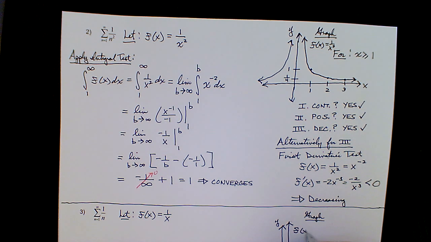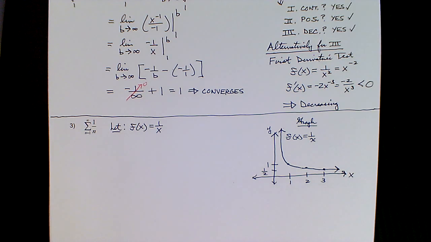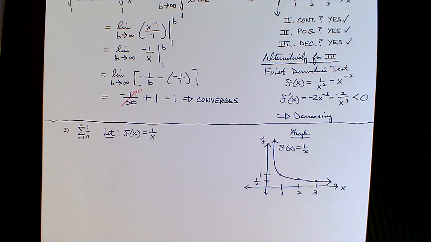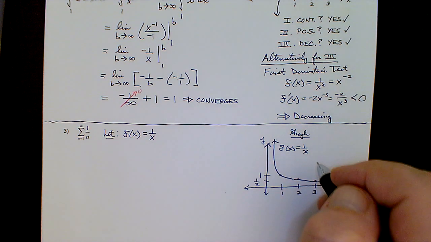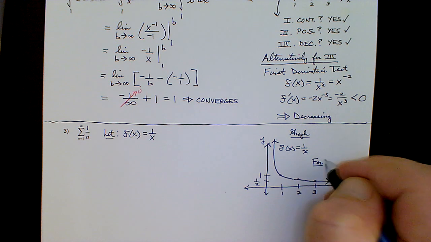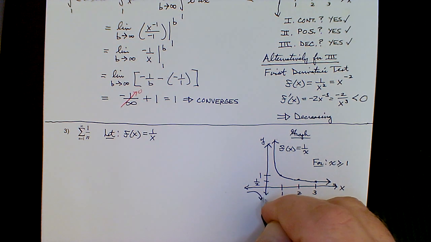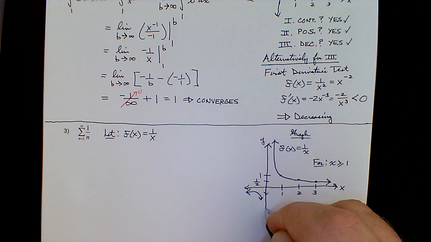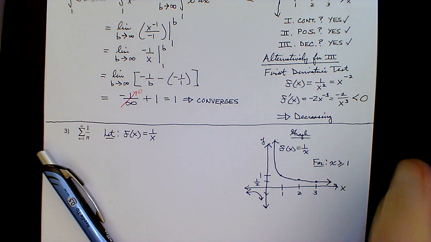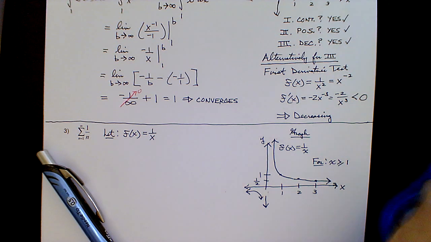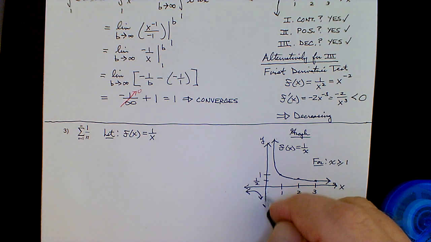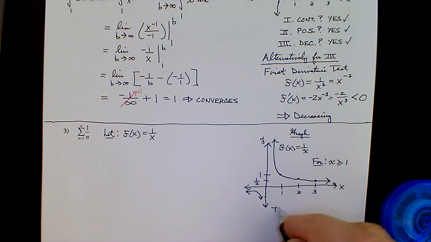And the graph of 1 over x takes the same general shape. But as I said, it looks like the 1 over x squared gets to the x-axis a lot quicker. In any event, for x being greater than or equal to 1, there is a portion in the third quadrant here as well, but we're not concerned about that once again because we're only concerned about values of x that are greater than or equal to 1. Okay, the three conditions. Continuous.